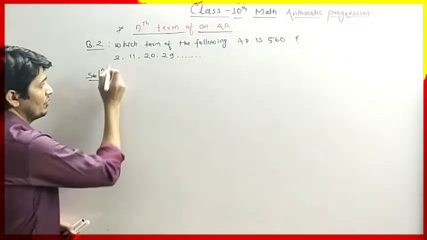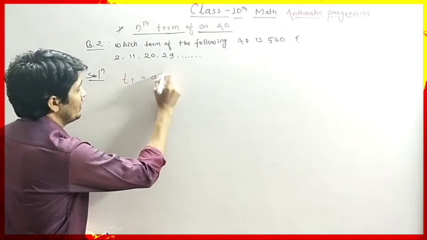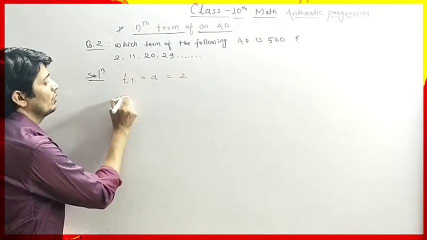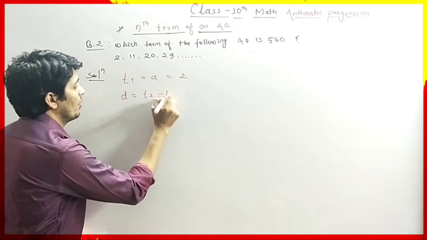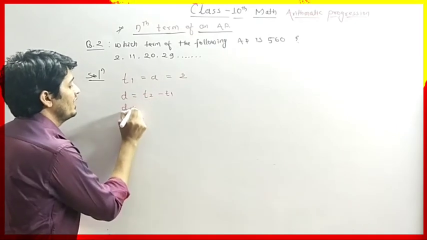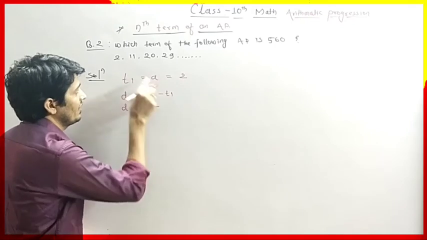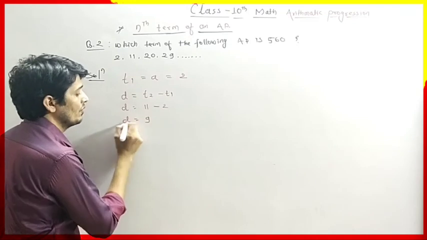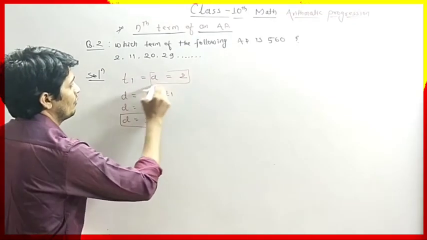We know the first term, that is T1, is nothing but A, which is 2. Then we have to identify D. So D equals T2 minus T1. What is T2? T2 is 11. So 11 minus T1, which is 2. So D equals 9. So we have the common difference and we have the first term.